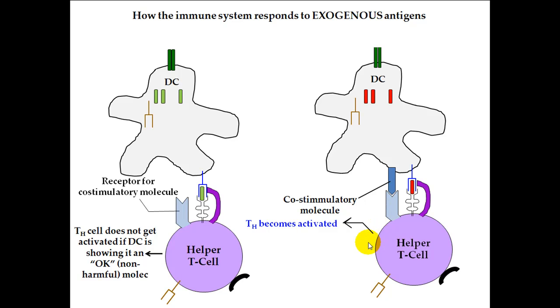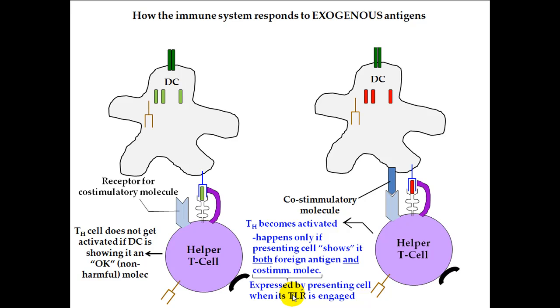Right, so in this case, if the helper T cell sees these things, that's what causes it to become activated. And it happens only if this presenting cell, in this case a dendritic cell, shows it both a foreign antigen and a co-stimulatory molecule. And again, this co-stimulatory molecule is expressed by that dendritic cell only if its toll-like receptor is engaged.